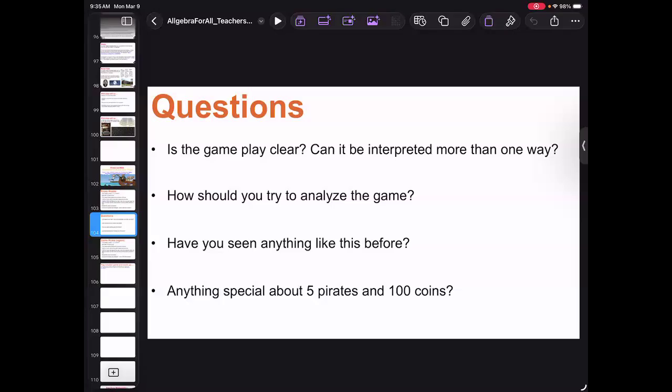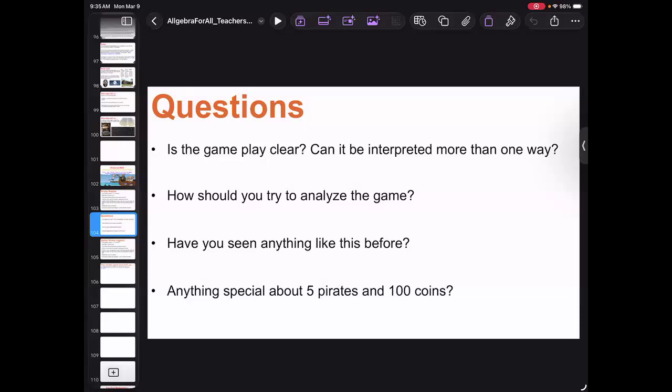How should you try to analyze the game? There were two very natural schools. Start with pirate 1 and think, what do I need? Or imagine there's only one pirate, pirate 5. Have you seen anything like this before? This is just general advice in life: whenever you're given something, can you relate this to something you've seen? And the next point is, is there anything special about 5 and 100?